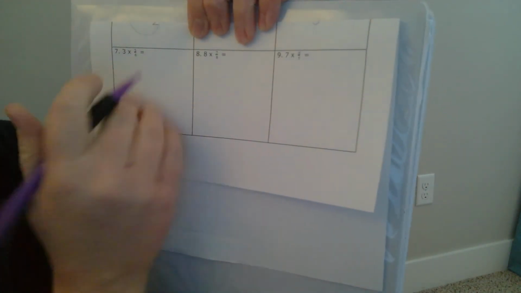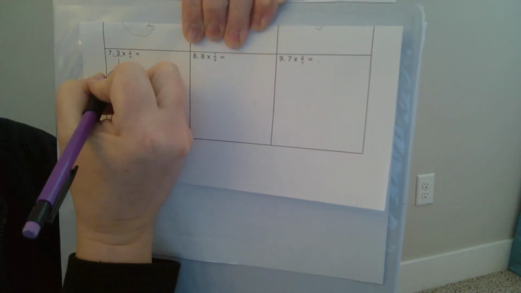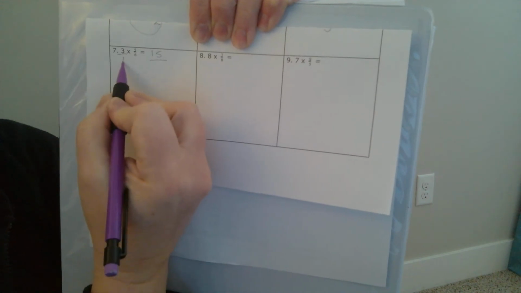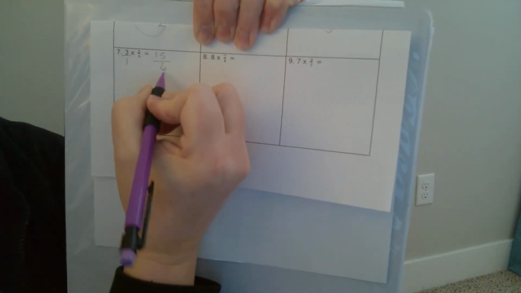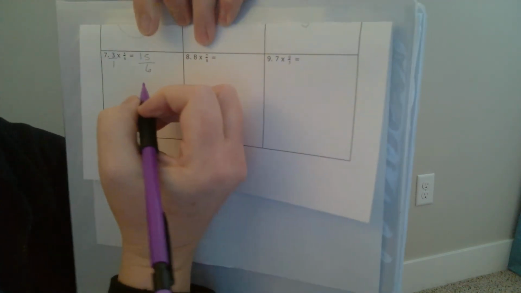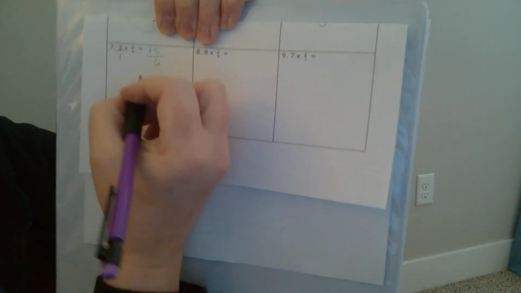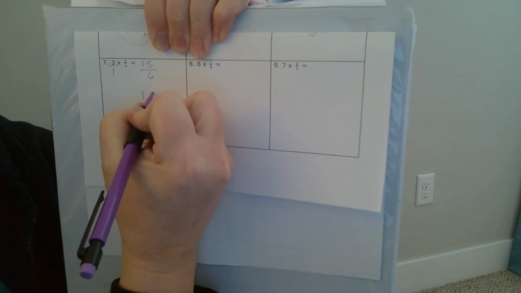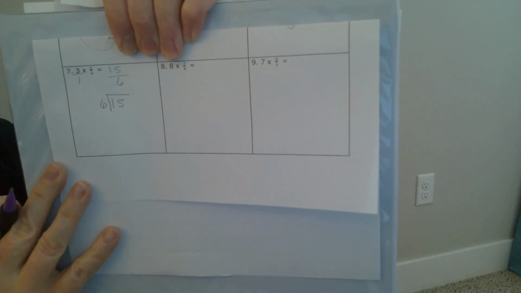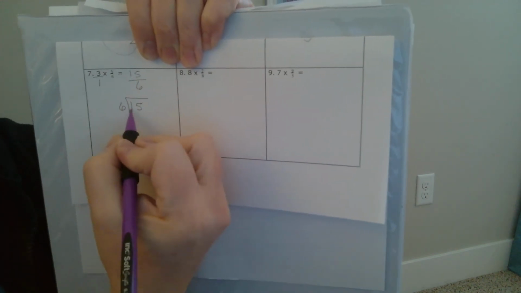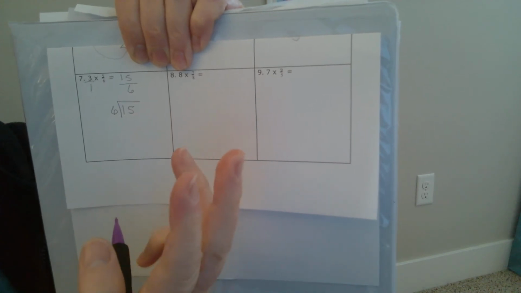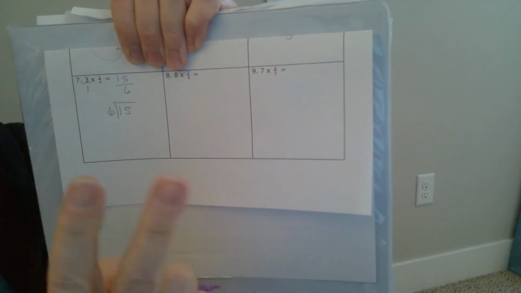Okay, 3/1. 3 times 5 is 15. 1 times 6 is 6. So that's our improper fraction. So we're going to divide 15 by 6. How many times does 6 go into 15? 6, 12, 18. That's too many. 3 is too many, so it's only 2.